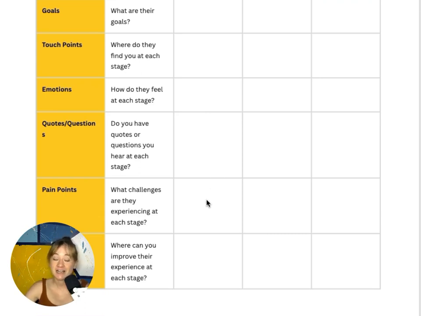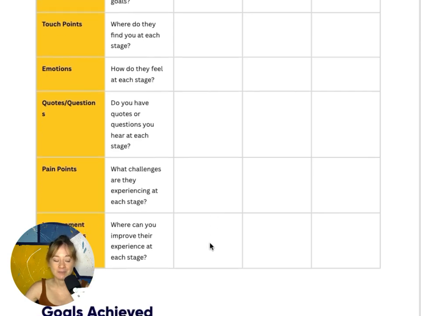Pain points, what challenges are they experiencing? So, in consideration, the pain points they might be considering is they're overwhelmed. They have too many options and they're not sure what the right one is. And then improvement opportunities. So, look at your actual operational process at each stage of the sales funnel. That's what you want to improve.